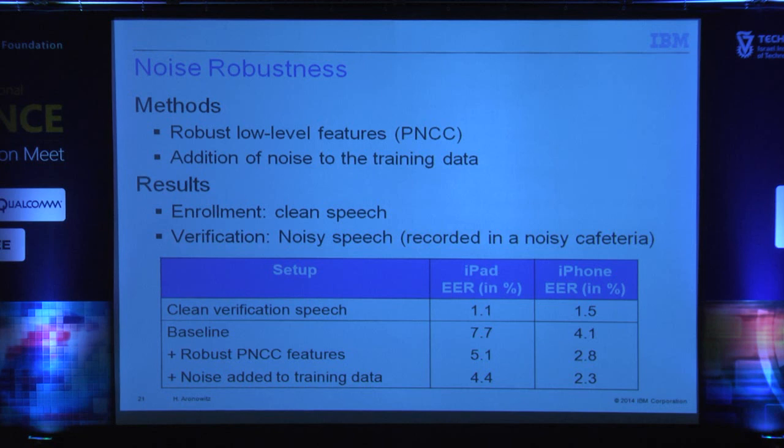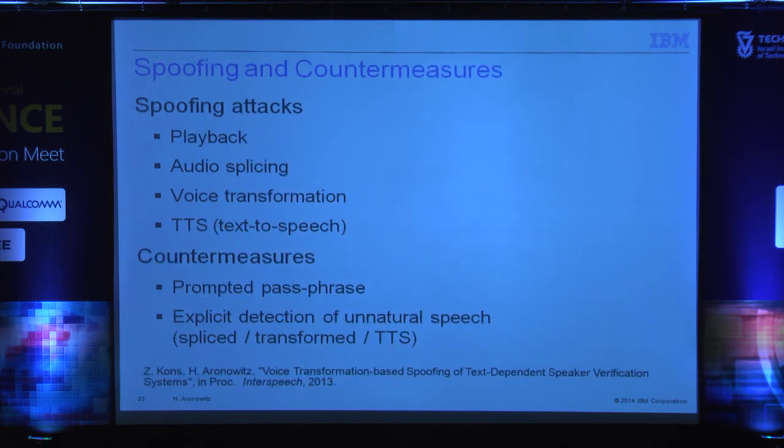What we can see in the results is that if we just use clean data both for training and for evaluation, we get equal error rates between 1 and 1.5. If we use the system but test it on noisy verification data, we get a huge increase in equal error rates, roughly 8 and 4. But if we use these two approaches, we go back to reasonable results, although there's still work to be done, and we're still working on it because there's still some drop in accuracy.